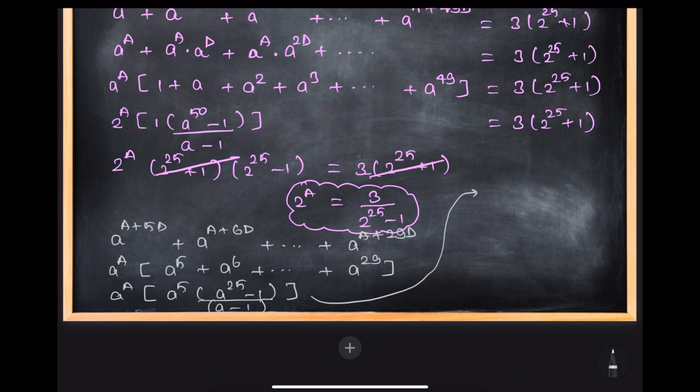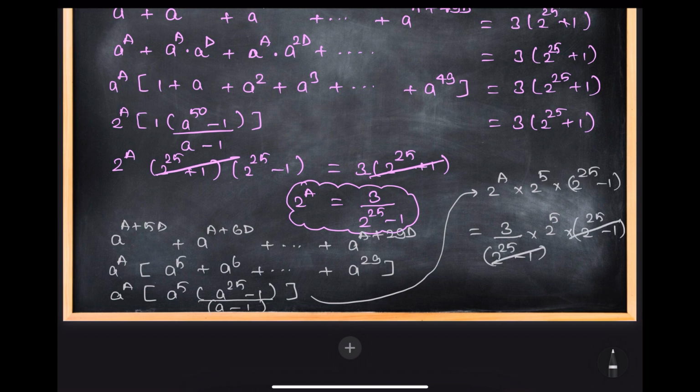So who is a? A is 2. Capital A we don't know. So let's write 2 power a. Now who is small a? Small a is 2. So 2 power 5 into 2 power 25 minus 1. And the below thing is 2 minus 1, that we can manage. Now who is 2 power a? Capital A. Okay, so it is 3 by 2 power 25 minus 1 into 2 power 5 into 2 power 25 minus 1.